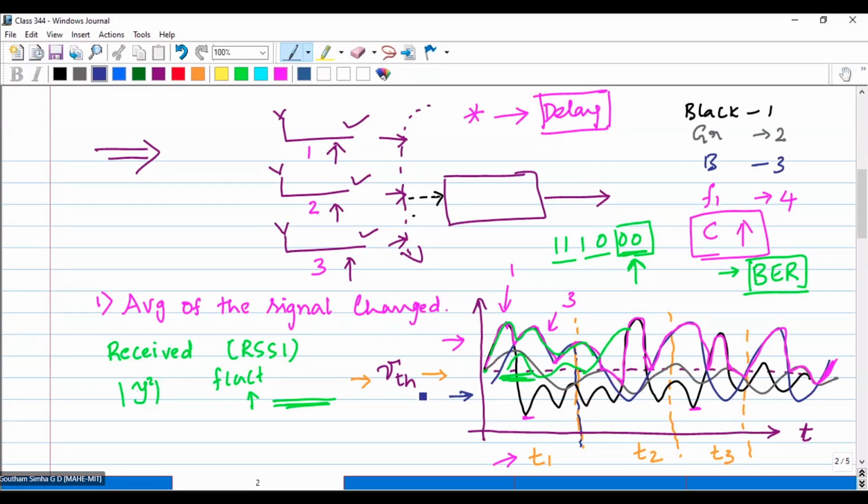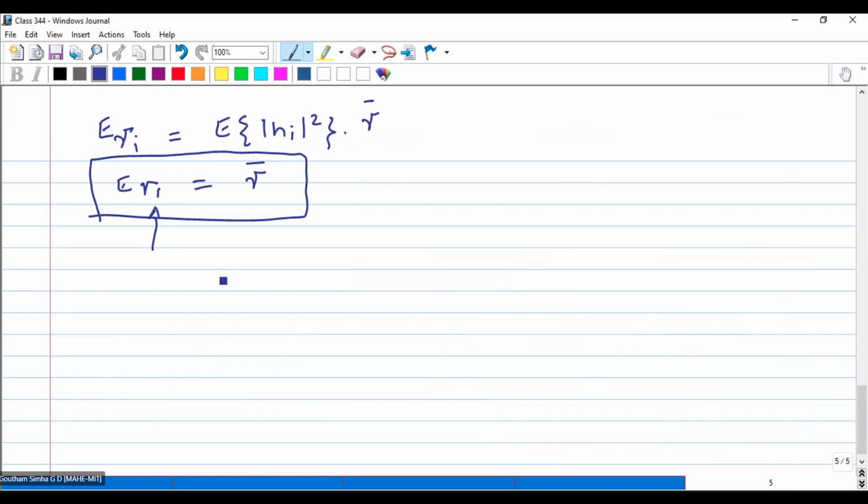So the probability that gamma_i is less than the gamma threshold can be calculated as integration from 0 to threshold. You integrate the PDF, and if you integrate that, you will get the outage probability. As simple as that. It won't look as simple as that, but you have to do it. Probability of gamma_i less than or equal to gamma threshold is equal to the integral from 0 to gamma threshold of p(gamma_i) d gamma_i. That is P_out.